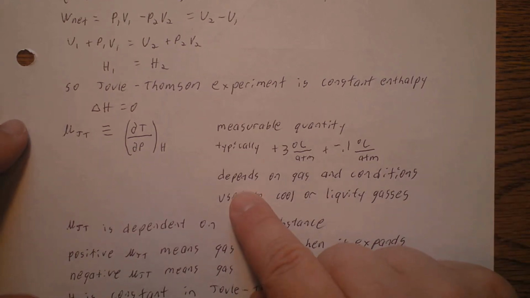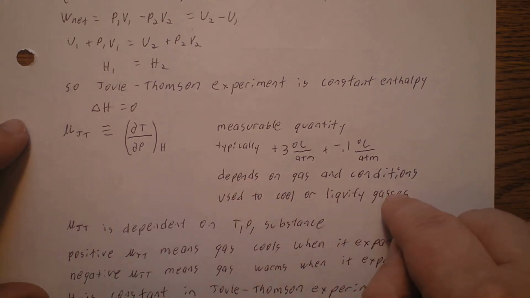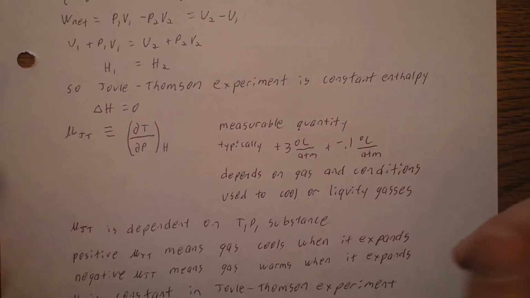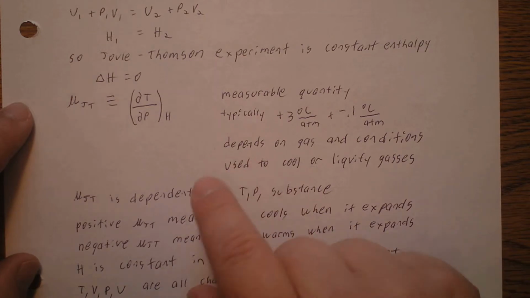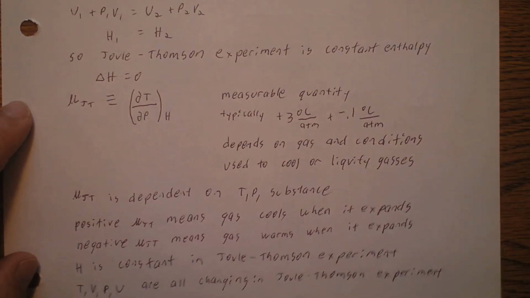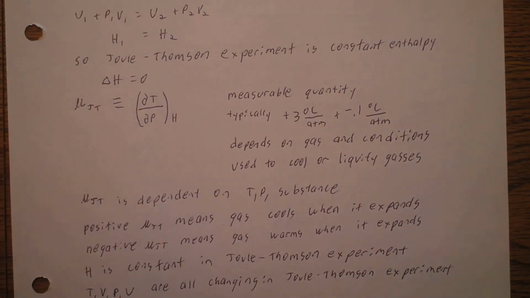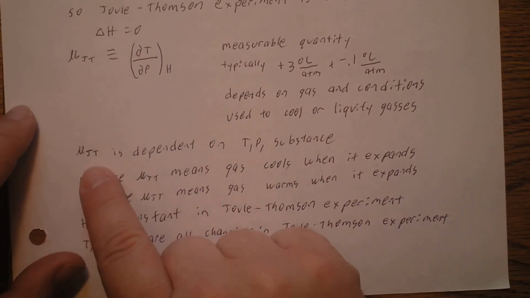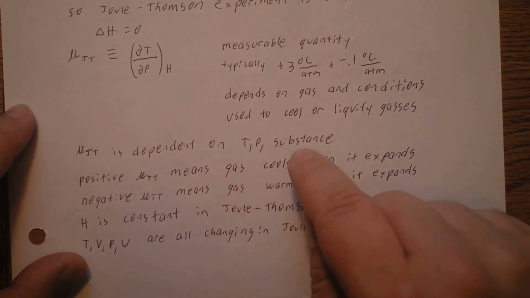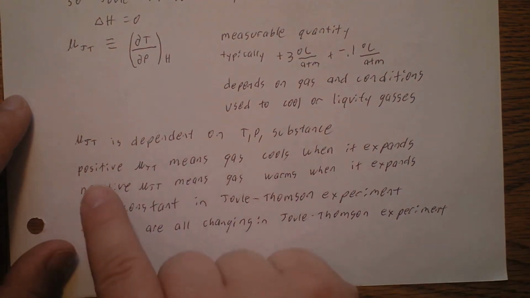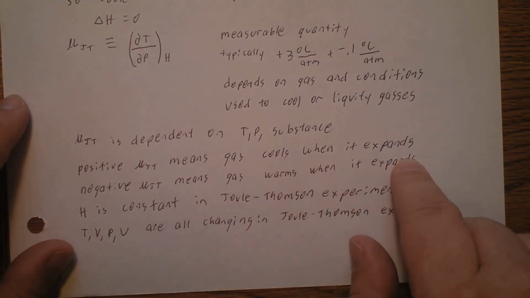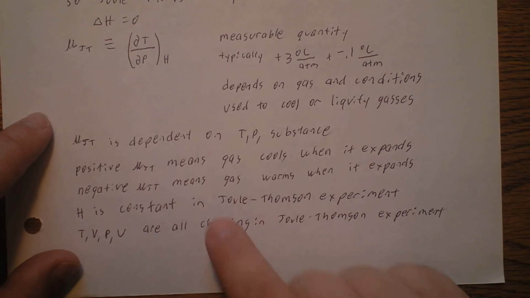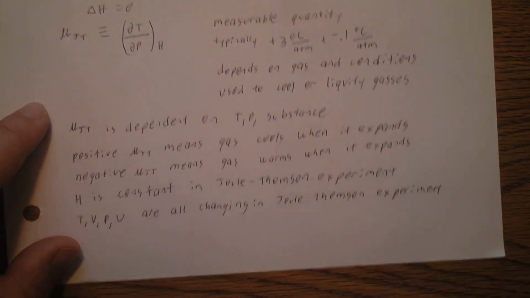I don't know. It depends on the gas, and it depends on the conditions, because remember, this is dependent on intermolecular forces. This is actually what they use to cool or liquefy gases, by letting the gas expand so it cools. So mu JT is dependent on temperature and pressure, but it is substance specific too. Now a positive mu JT means that the gas will cool when it expands. A negative mu JT means the gas will actually warm up when it expands.